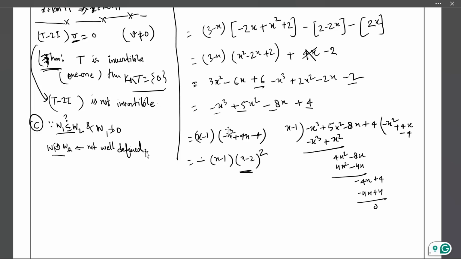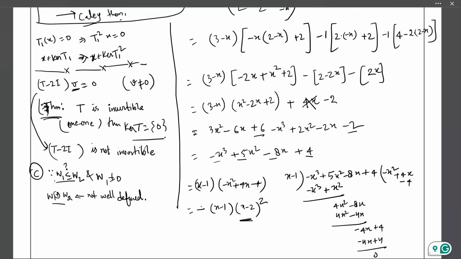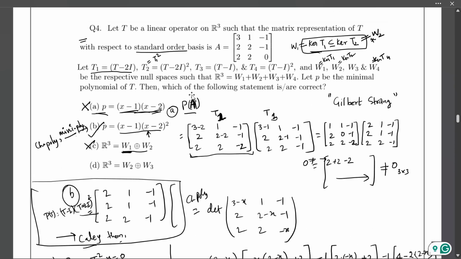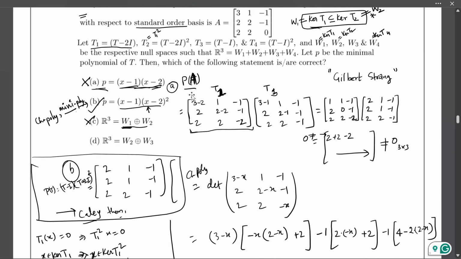If it was a linear sum, I could understand the situation. But while saying direct sum, you should not have any non-zero intersection. The intersection can happen only at the zero element. W1 is inside W2. The intersection should be the singleton zero if it was a direct sum. So let's see part D. What was part D? Part D says the direct sum of W2 and W3 spans R3. Okay, what is W2?